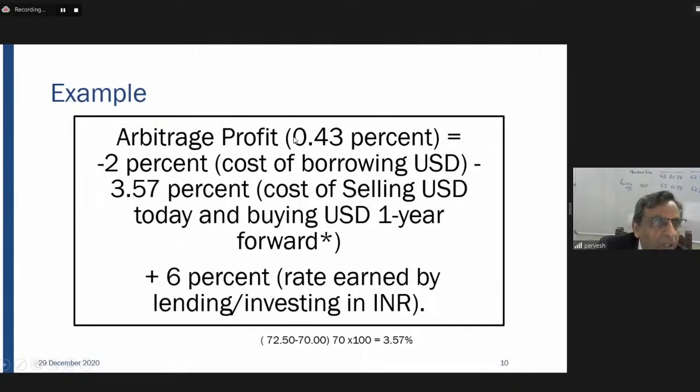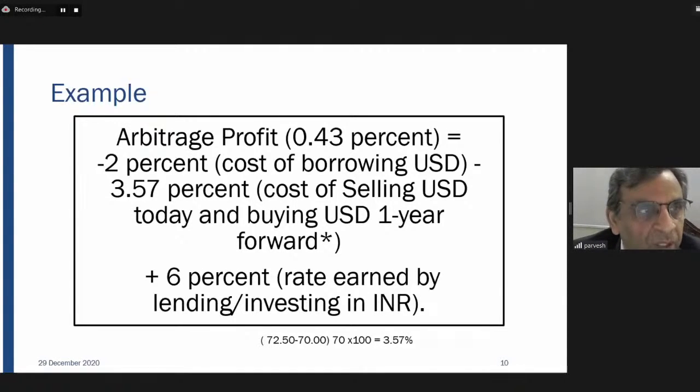So it is minus 2%, minus 3.57%, which is basically the dollar appreciation which has happened to the extent of 3.57% and not 4%. Okay. As per interest parity theory, it should have gone up by 4%. So that's why this arbitrage ability has come to play. And then you gain plus 6% by putting money in here. So all this mathematics gives you a gain.